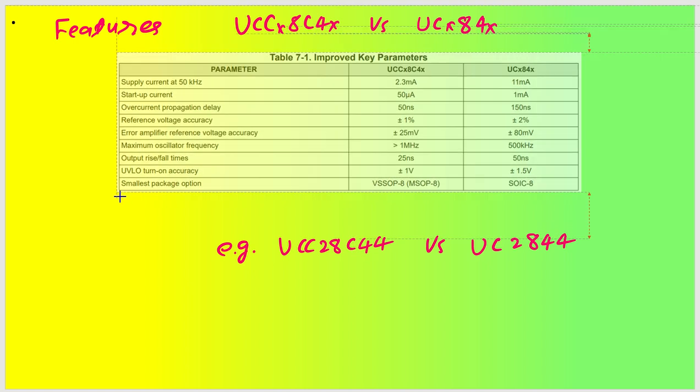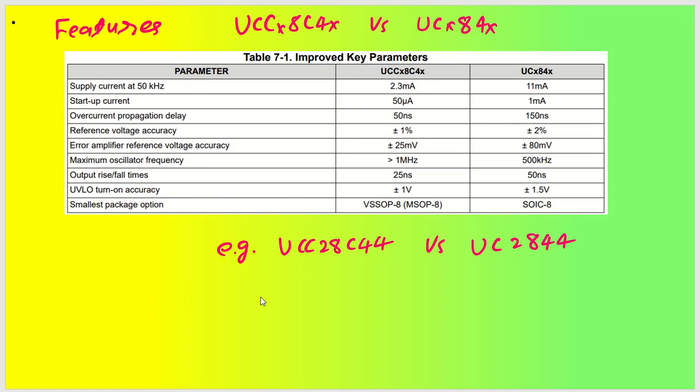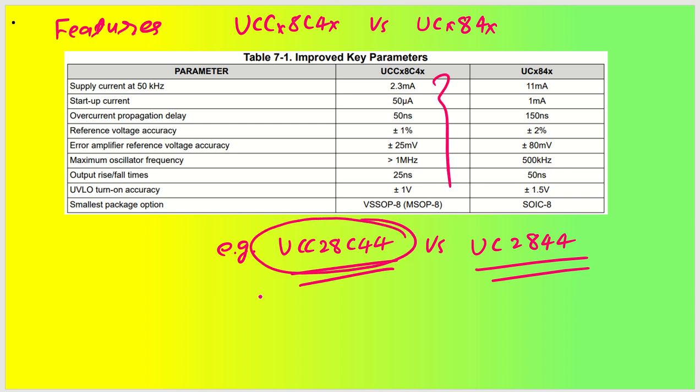Earlier we had the UC2844, and now we have the UCC28C44. The UCC28C44 is much more capable compared to the UC2844. The supply current at 50 kilohertz is much smaller, just 2.3 milliamperes. The startup current is just 50 microamperes compared to 1 milliampere. The overcurrent protection propagation delay is just 50 nanoseconds, whereas earlier with the UC2844 device it was 150 nanoseconds.